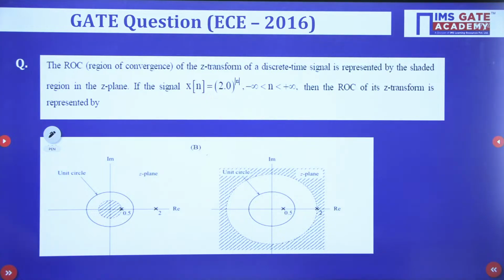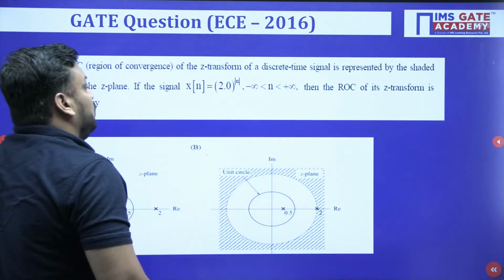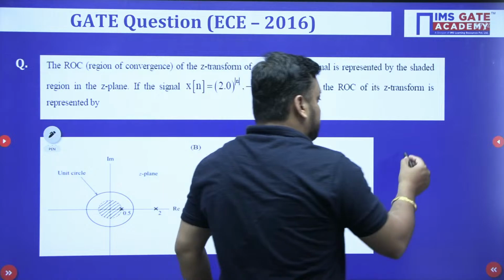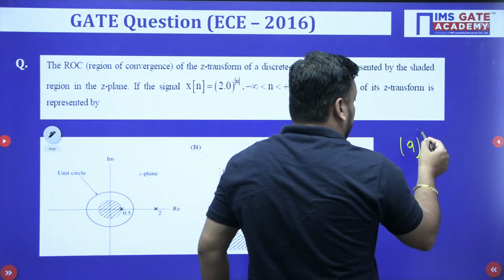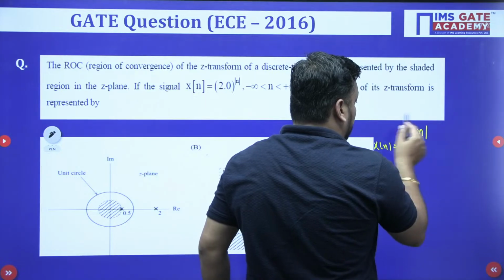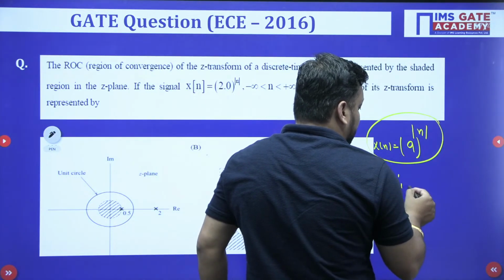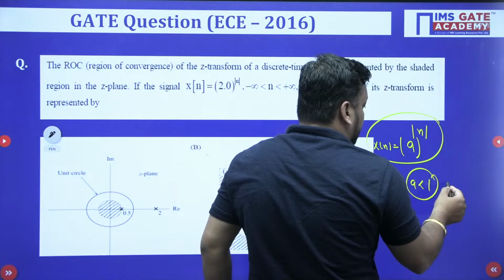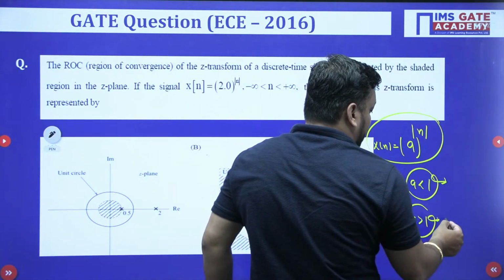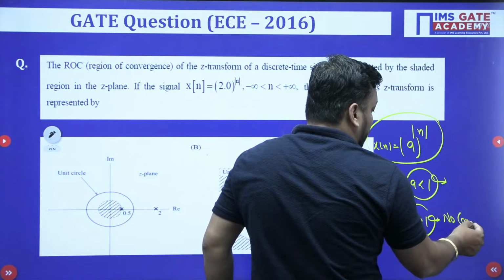Good afternoon, Suganya. So here it is 2 to the power mode of n. Options A and B are wrong. Just before 10 minutes, we noted that if x of n is a to the power mode of n, then if a is less than 1, only then will there be a common ROC. If a is greater than 1, then there will be no common ROC.